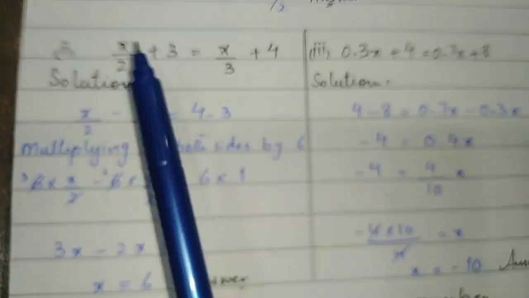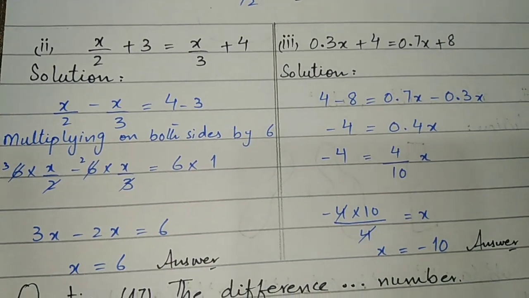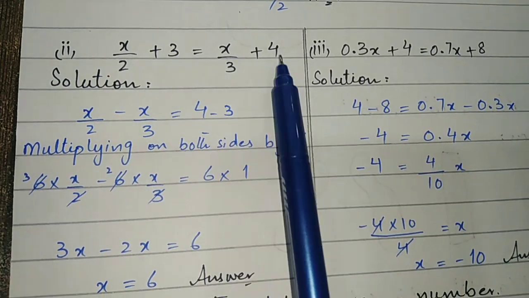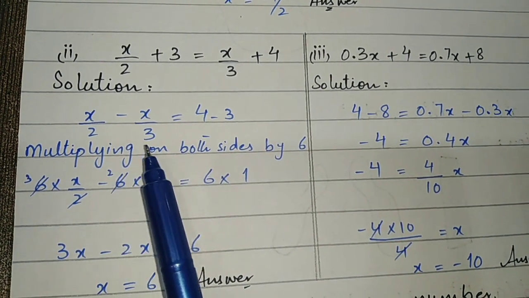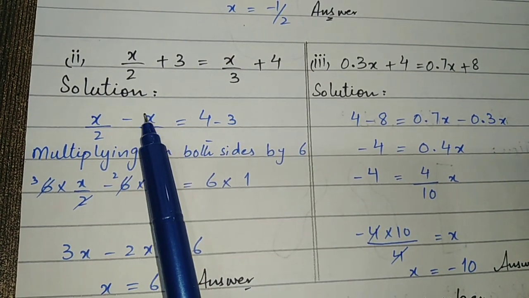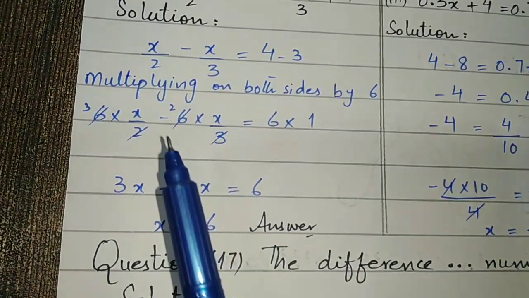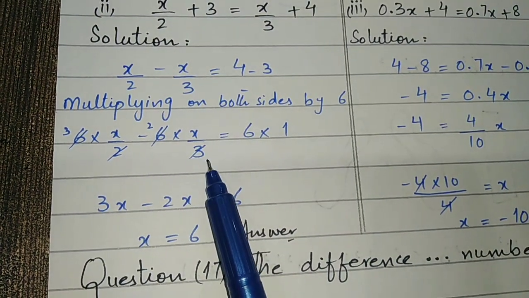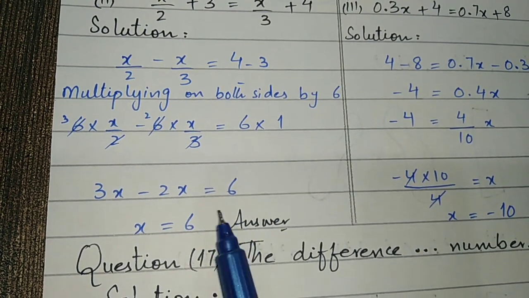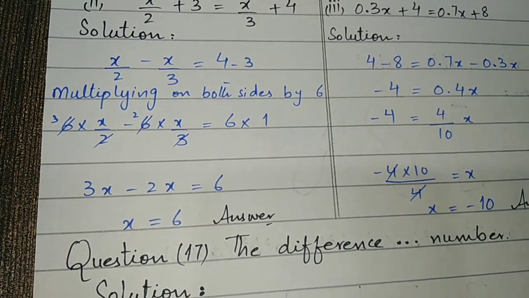The second part is x over 2 plus 3 equals x over 3 plus 4. Firstly, we have to separate the like terms, that is x over 2 minus x over 3 equals 4 minus 3. Now the LCM of 2 and 3 is 6, so multiplying on both sides by 6, that is 6 times x over 2 minus 6 times x over 3 equals 6 times (4 minus 3), that is 1. Now 2 3s are 6, 3 2s are 6, we will get 3x minus 2x equals 6 1s are 6. 3x minus 2x, we will get simply x, so x equals 6. This is the required answer.